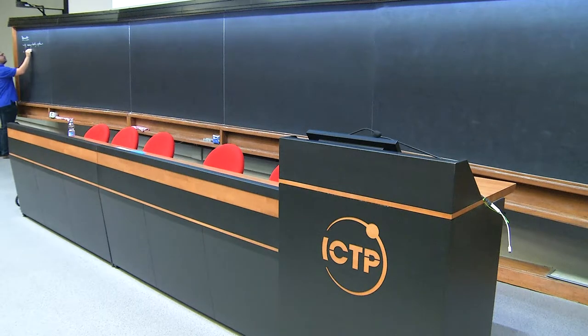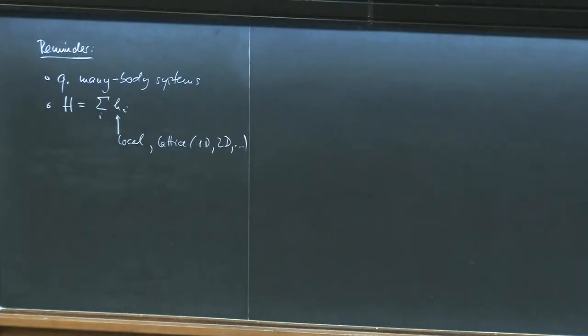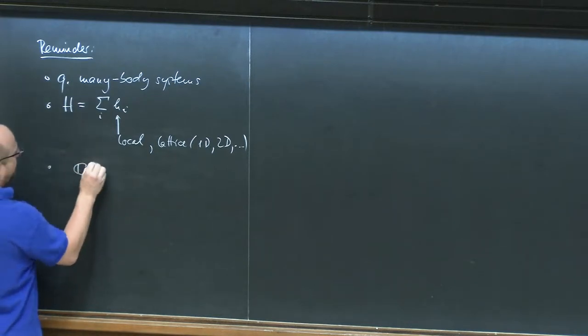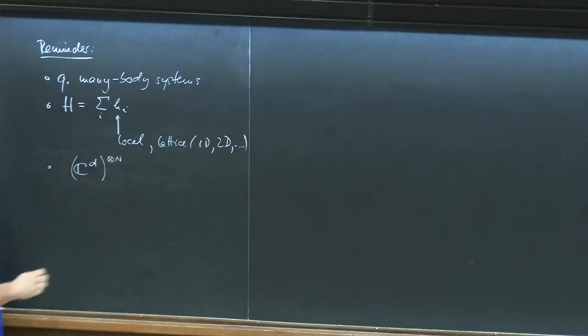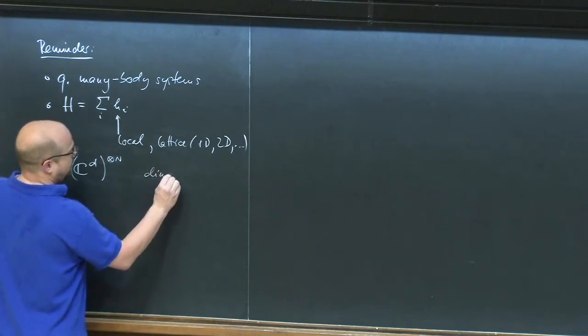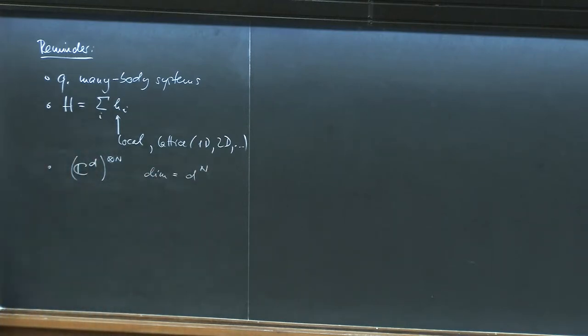These systems were basically governed by some Hamiltonian, which was a local interaction on some kind of lattice, like a 1D or 2D lattice. And then we realized that these systems, if we have n particles, live in some Hilbert space C^d to the n, which has a very high dimension, namely a dimension which grows exponentially with the number of particles, which was prohibitive for an efficient description of a state of such a system if you wanted to describe the full state.